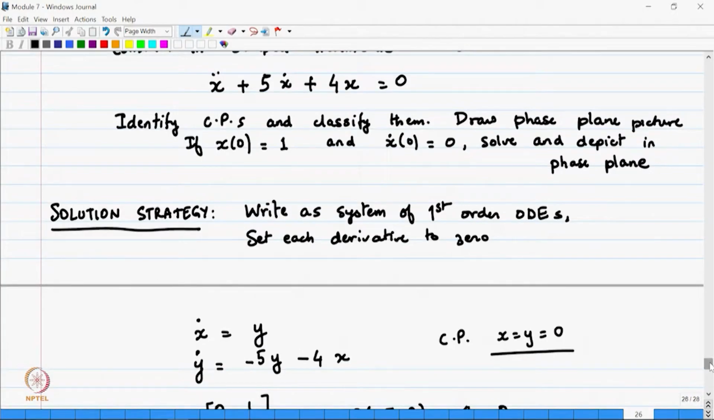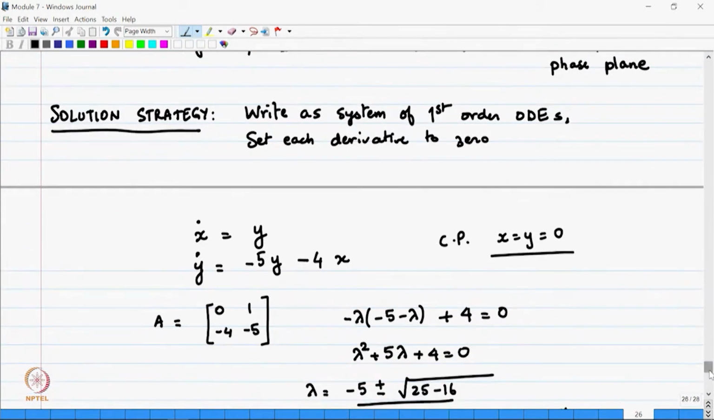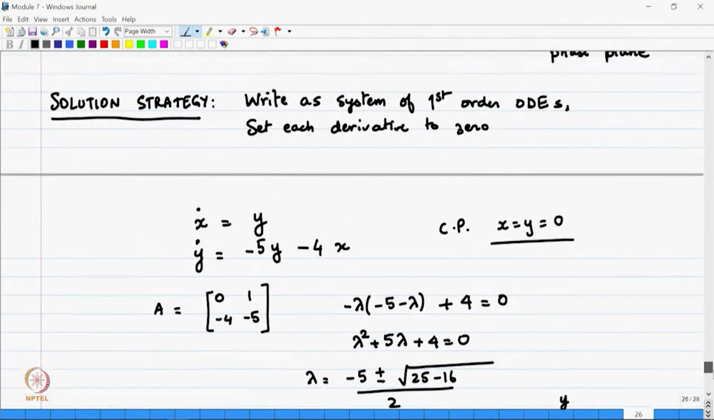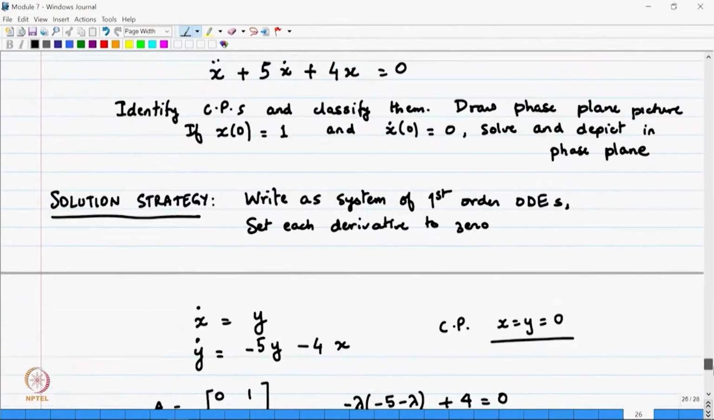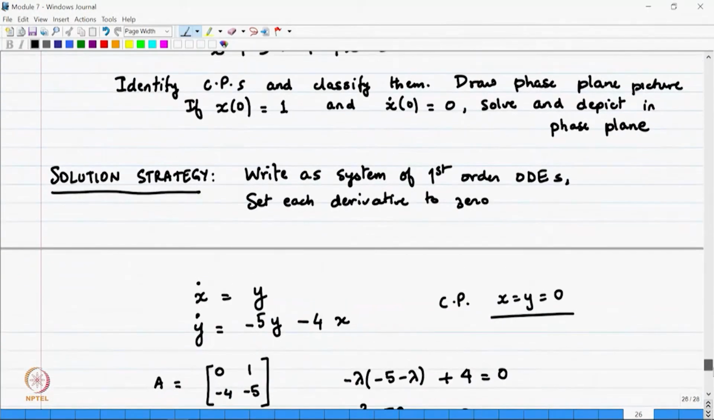So first we'll write it as a system: x dot equal to y and y dot equal to minus 5 y minus 4 x. So clearly the critical point is x equal to y equal to 0, because if you set x dot equal to 0, you will get y equal to 0, and if you put y equal to 0 in this and you set y dot equal to 0, then x has to be 0. So x equal to y equal to 0 is the only critical point of this system. Since it is a linear system, this can only be the critical point. This is not a nonlinear system, this is a linear system.